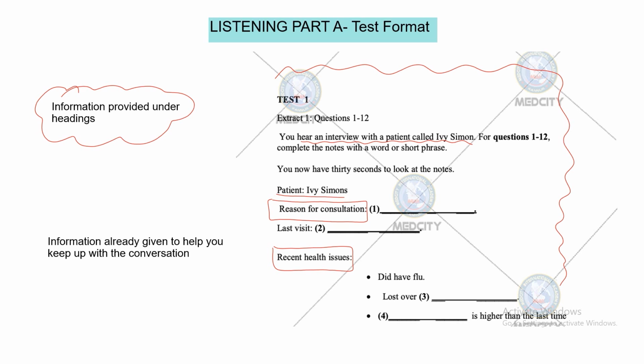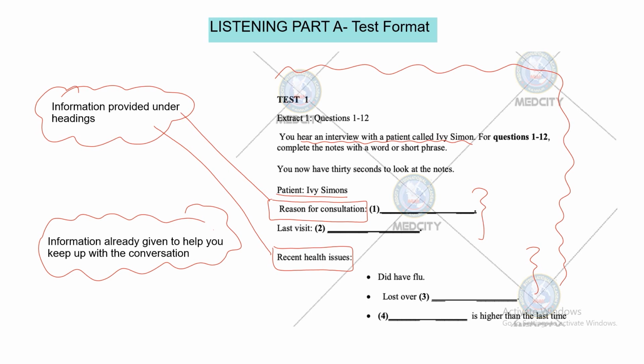Patient name we already know, it's IV Simons. So you will have information provided under headings. So we know the first part of the context or the conversation will be about why the patient is visiting. The second part of the conversation will be about the recent health issues. You will also have information given to you to help you keep up with the conversation.